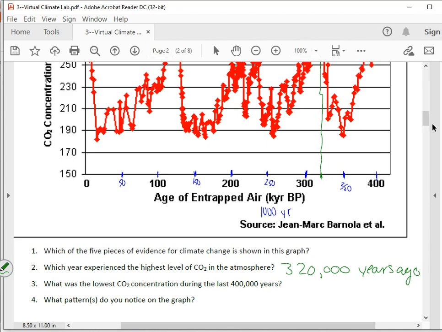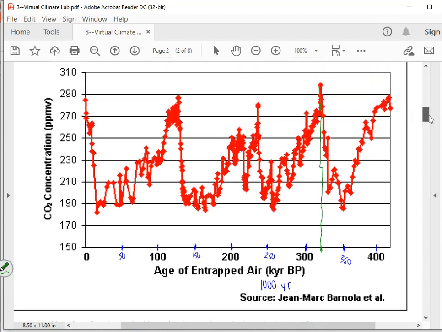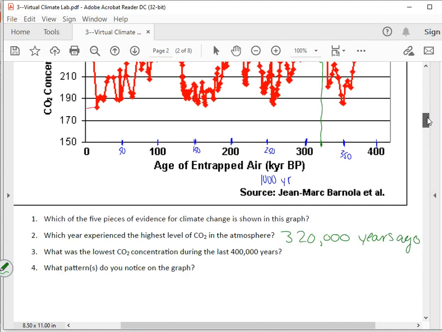What is the lowest CO2 concentration during the last 400,000 years? For the lowest CO2 concentration, you have to look at the numbers over here, and you're looking for the lowest value, which is just right here. That number occurred maybe about 10,000 years ago or so. And it's right in between about 170 and 190, so it's right around 180. And again, the units would be ppm.